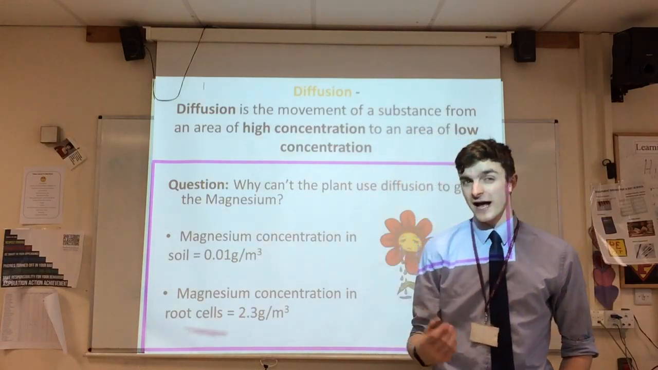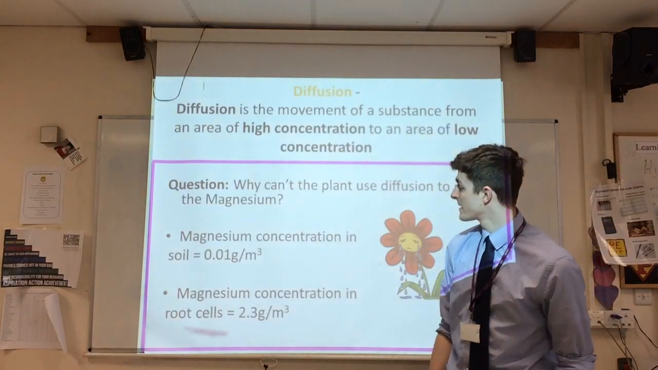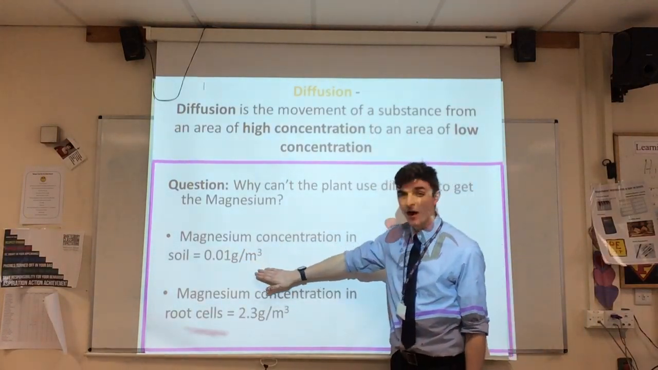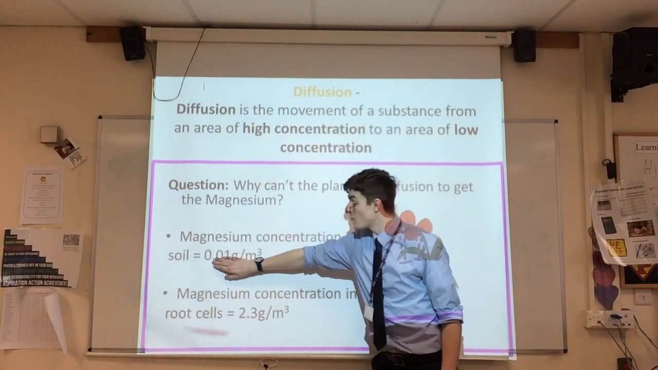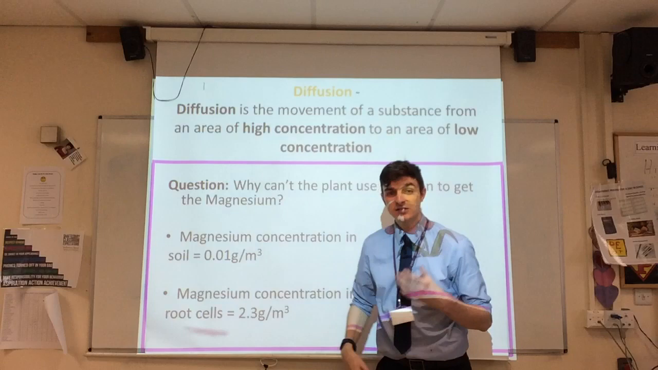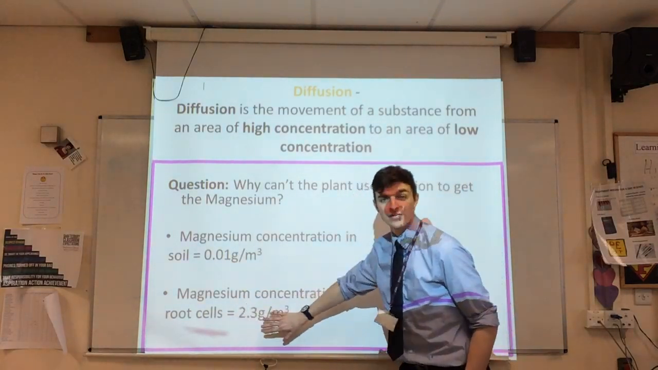Okay, so hopefully you've had time to think why this process won't work. The magnesium in the soil is much lower in concentration. It's only 0.01, whereas inside the root cells is 2.3 grams. This is a much higher concentration.